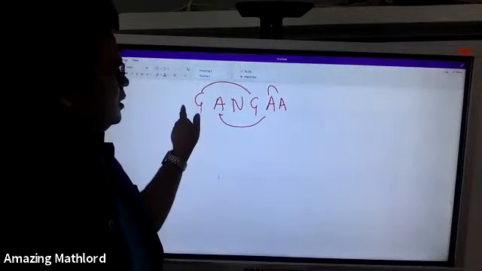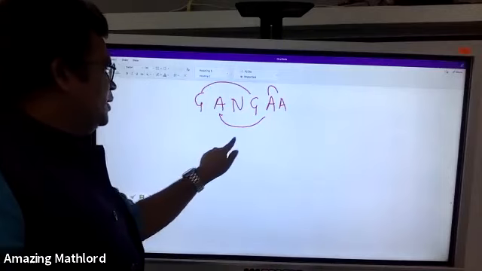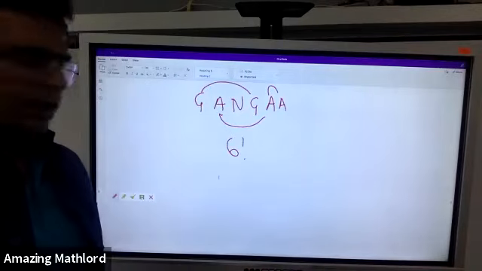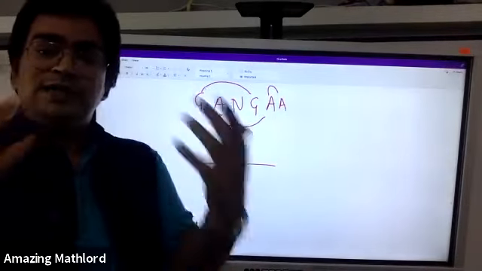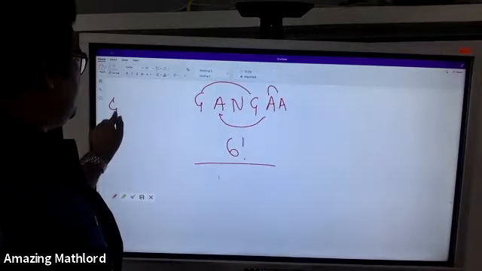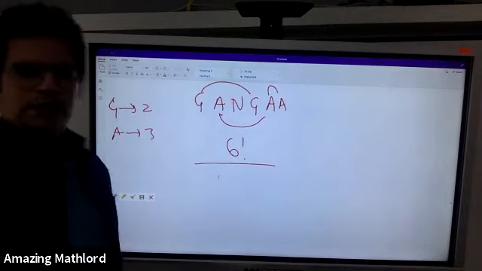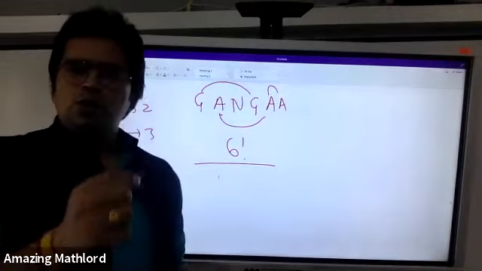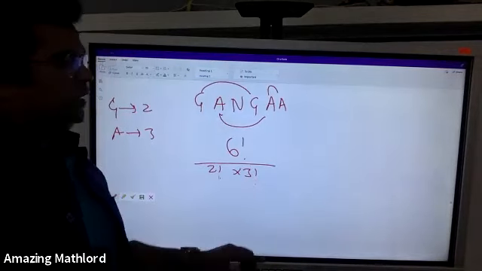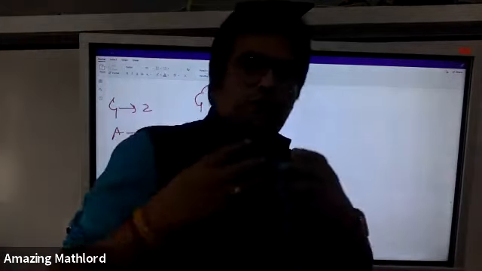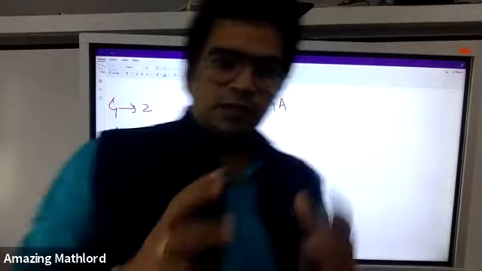There are 6 letters. If I consider that they are all different, I can arrange them in 6 factorial ways. Then out of this, you see how many are repeated and how many times. Let's say G has been repeated 2 times and A has been repeated 3 times. So you just have to do one additional step, which is to divide by 2 factorial times 3 factorial. So these will be the number of different arrangements. These will not be the same arrangement; these will be the different arrangements of the letters.